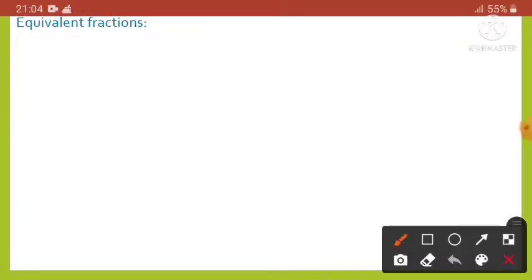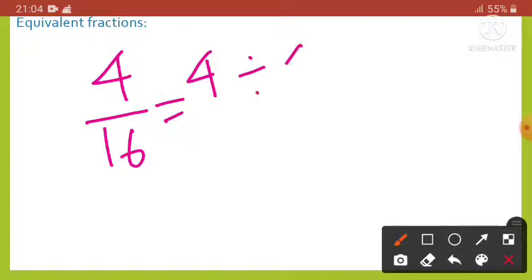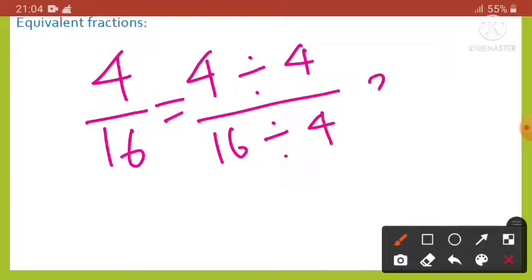Okay, suppose we take one example, that is 4 by 16. If we want to make it in the short form, we divide the numerator and denominator by 4, so we are getting 1 by 4.